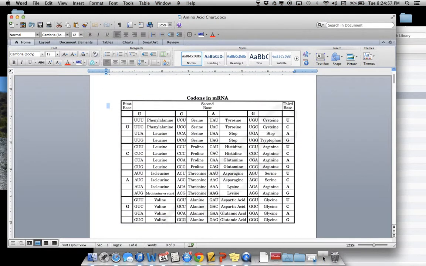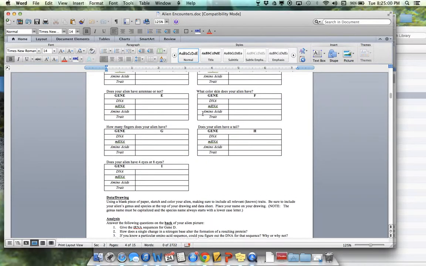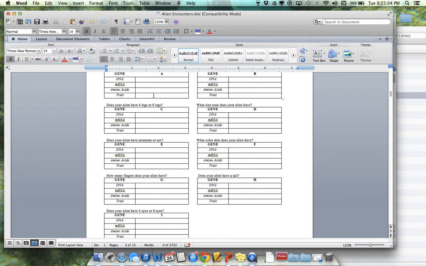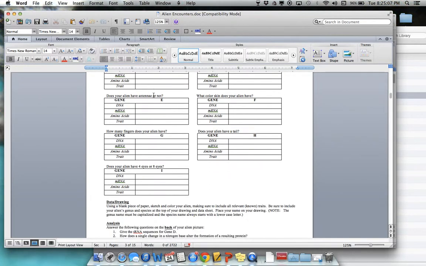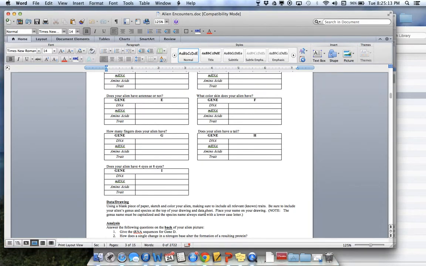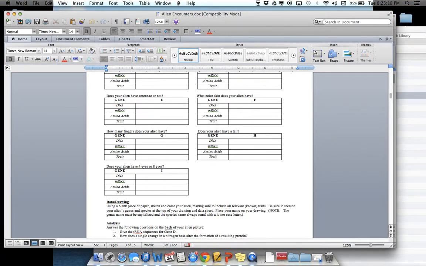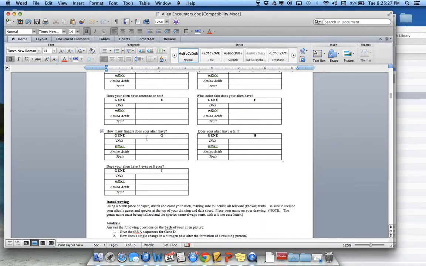Once you're done with all of those characteristics, you have to fill in all of these things. The trait you're just going to put down. So for trait A, it's going to be either hairy or hairless. What you're going to do next, right down here, is draw your alien on a white piece of paper. You can do one per group. If you're doing one per group, I want you to trade, so somebody draws one part while the other partner draws the other part. There are some weird things up here where it asks about the fingers. A lot of this is up to interpretation. It's aliens, so have some fun with it.